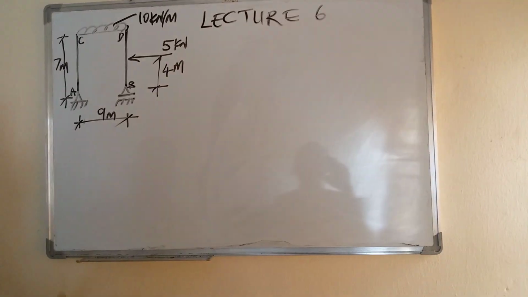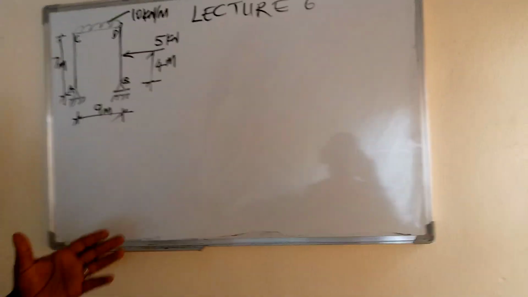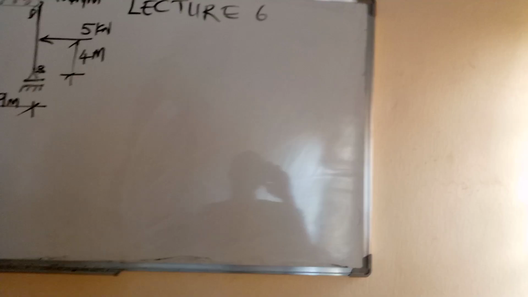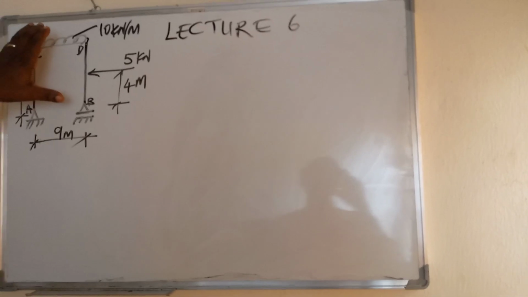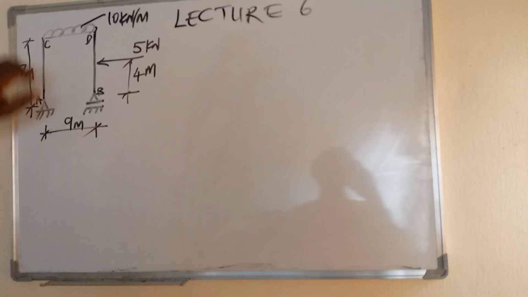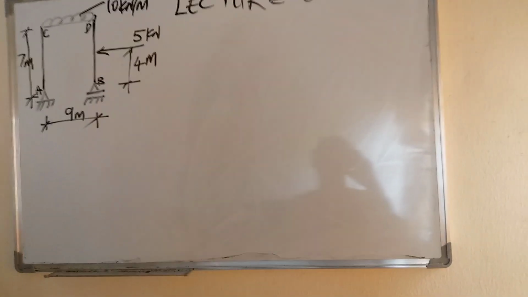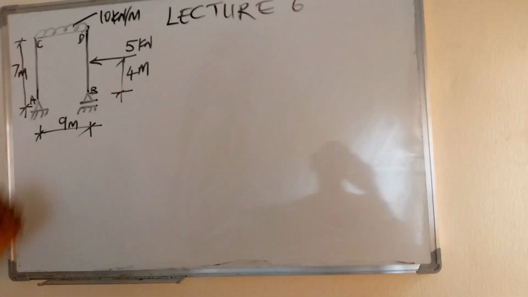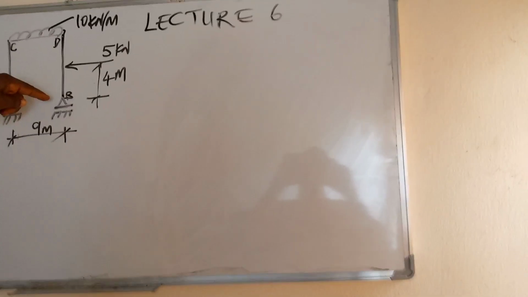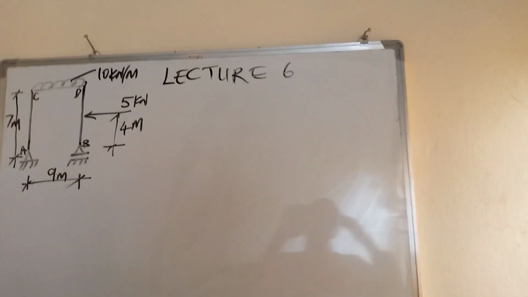So we're continuing the lecture 6. We are trying to see how to solve another frame that is loaded with a UDL on top of the frame, loaded with 10 kilonewton per meter, and a point load at the side, 4 meters from the support B, of 5 kilonewton.